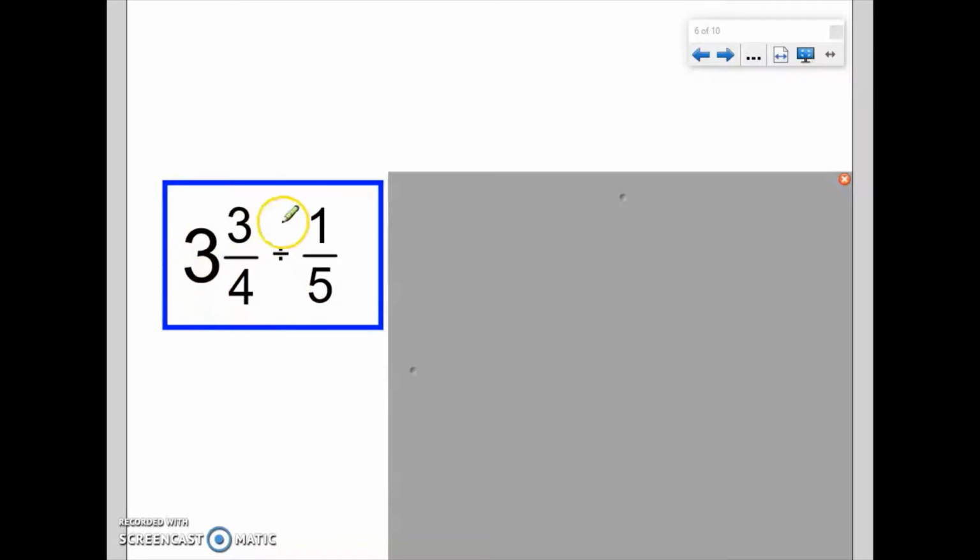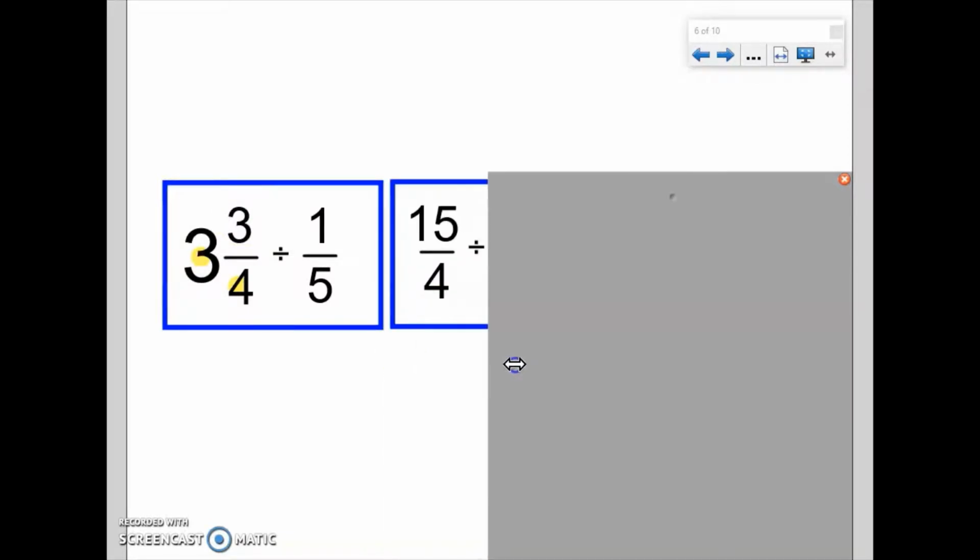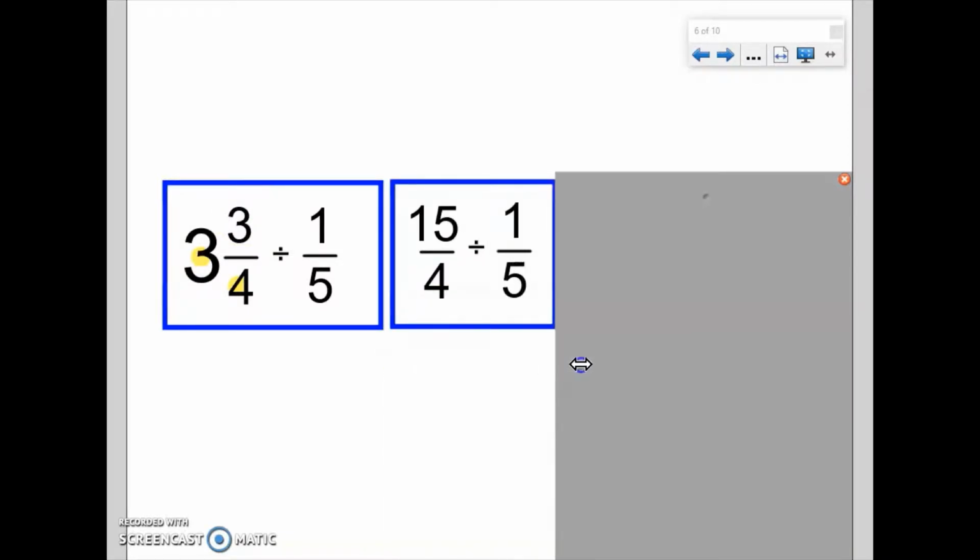So first thing I'm going to do here is I'm going to change this mixed number, 3 3/4, into a top-heavy fraction. 3 times 4 is 12. Added onto the numerator is going to give me 15. So I'm just going to change the question slightly. So I've changed this mixed number into its equivalent top-heavy fraction. 3 times 4 was 12. Added that onto the 3, gives me 15. 15 over 4. So now I'm dealing with a division question.